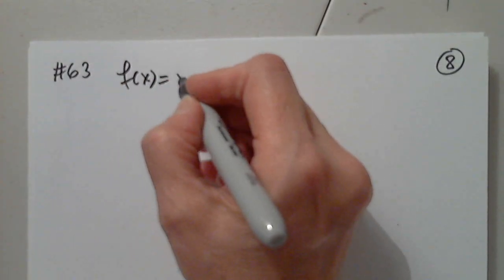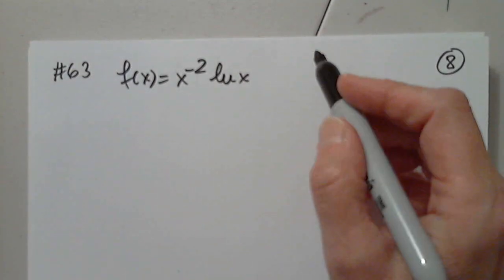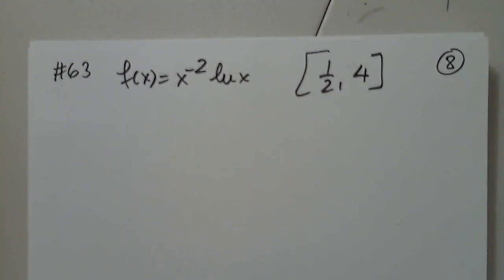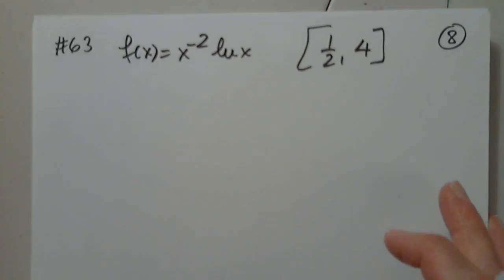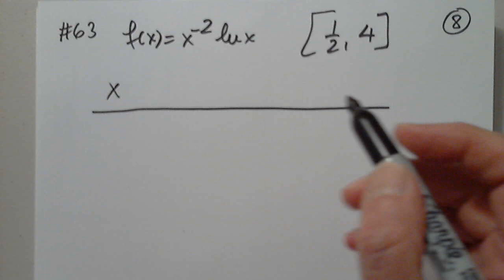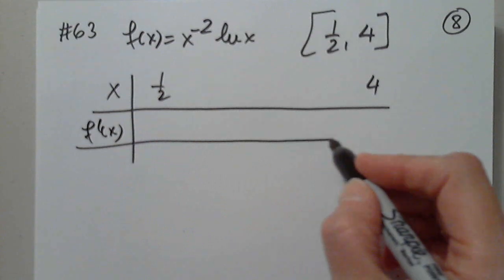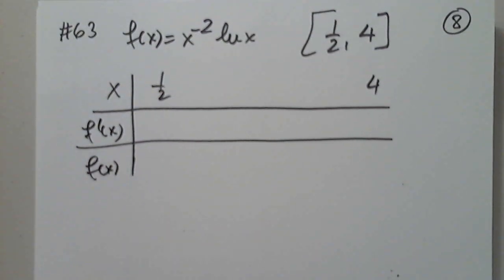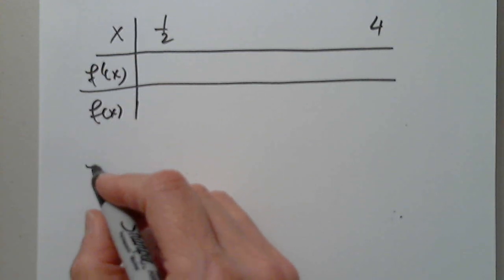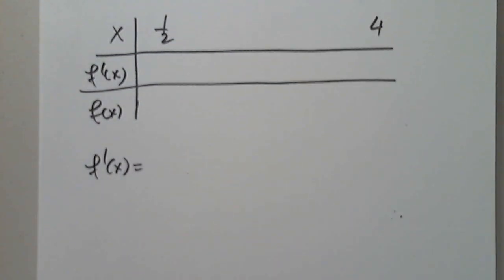So f of x equals x to the negative 2 times natural log x. The interval is 1/2 comma 4. Okay, so this is the interval, no discussion. So this is 1/2 comma 4, f prime of x, f of x. Good. So of course we have to differentiate. Can anyone tell us which rule applies here? Which rule we have to apply? Anyone can identify this?